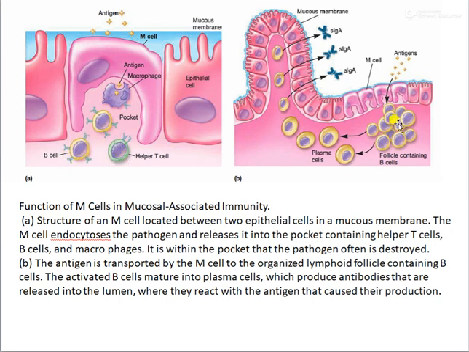When the B lymphocytes get activated, they start producing plasma cells. And we know that the plasma cells are responsible for the formation of immunoglobulins. The plasma cells will start producing immunoglobulins, and in the case of mucosal membranes, the type of antibody formed here is the secretory immunoglobulin. So IgA type of immunoglobulins will be formed.